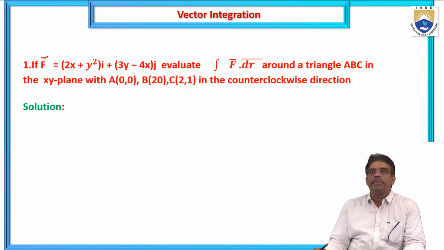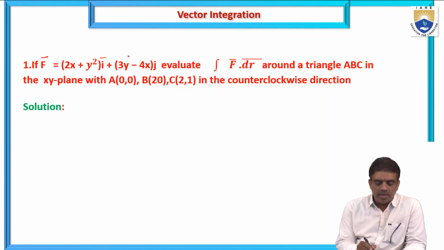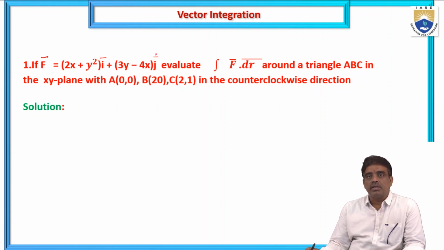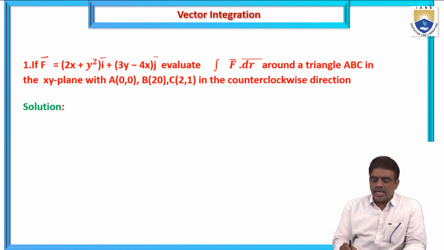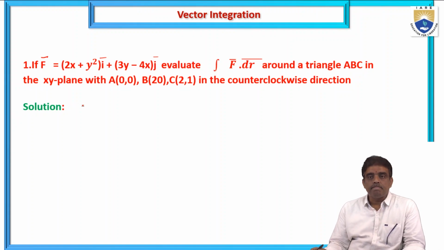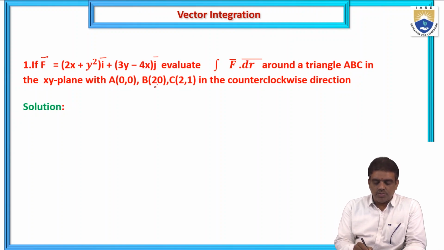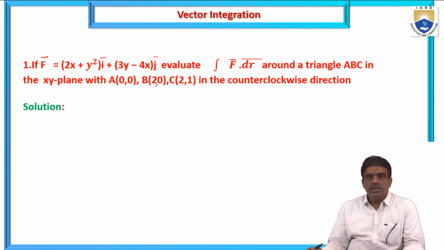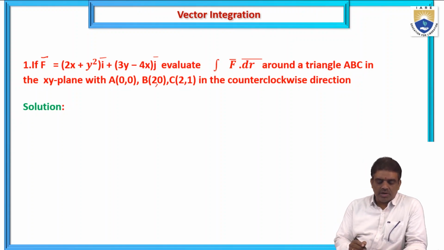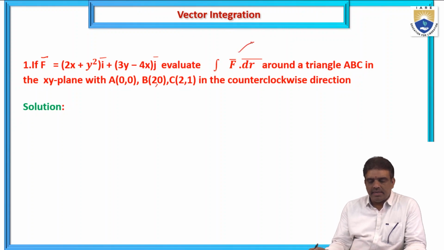In vectors there are two topics: vector differentiation and vector integration. The given problem is, if f bar is equal to (2x plus y square) i bar plus (3y minus 4x) j bar, evaluate the integral of f bar dot dr bar around a triangle ABC in the xy plane with the vertices A(0, 0), B(2, 0), C(2, 1) in the counterclockwise direction. So what you have to evaluate is the integral of f bar dot dr bar around the triangle ABC.